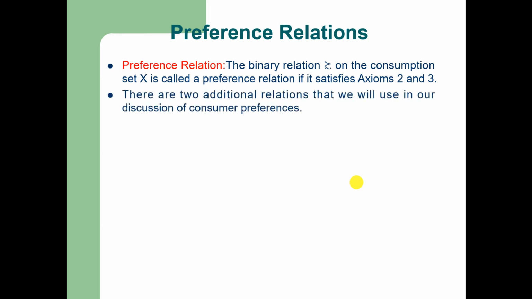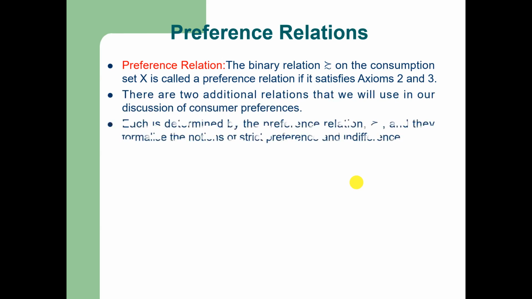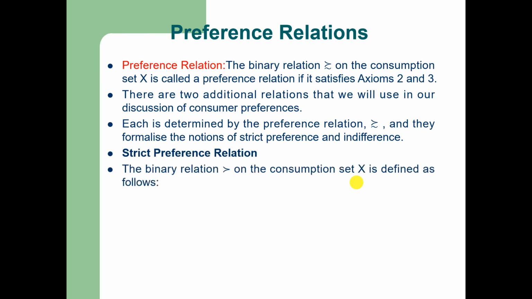There are two additional relations that we will use in our discussion on consumer preferences. Each is determined by the preference relation, and they formalize the notions of strict preference and indifference. First, we discuss the strict preference relation. So, this binary relation on the consumption set X is defined as follows.